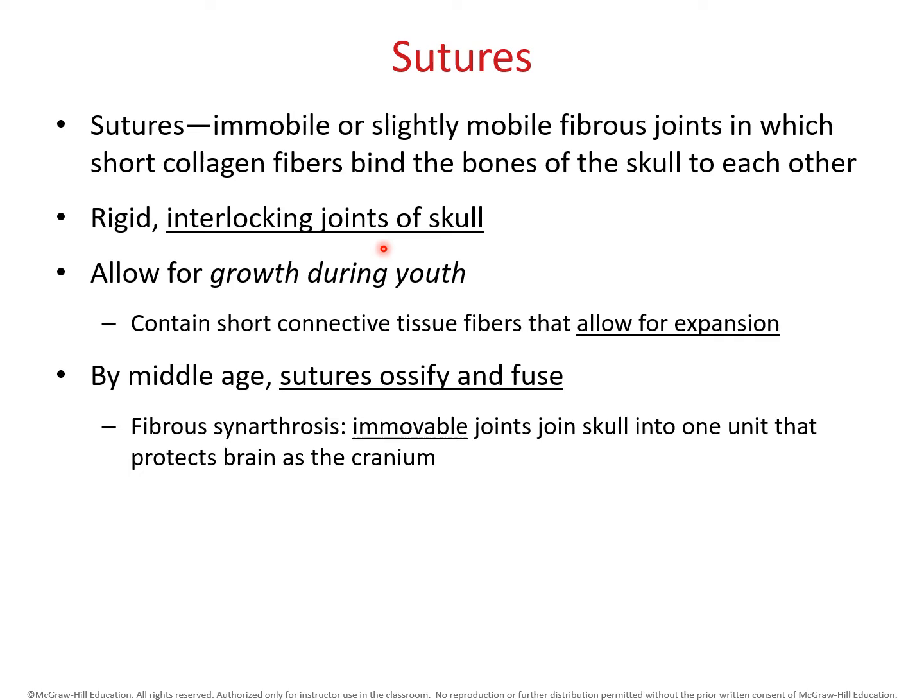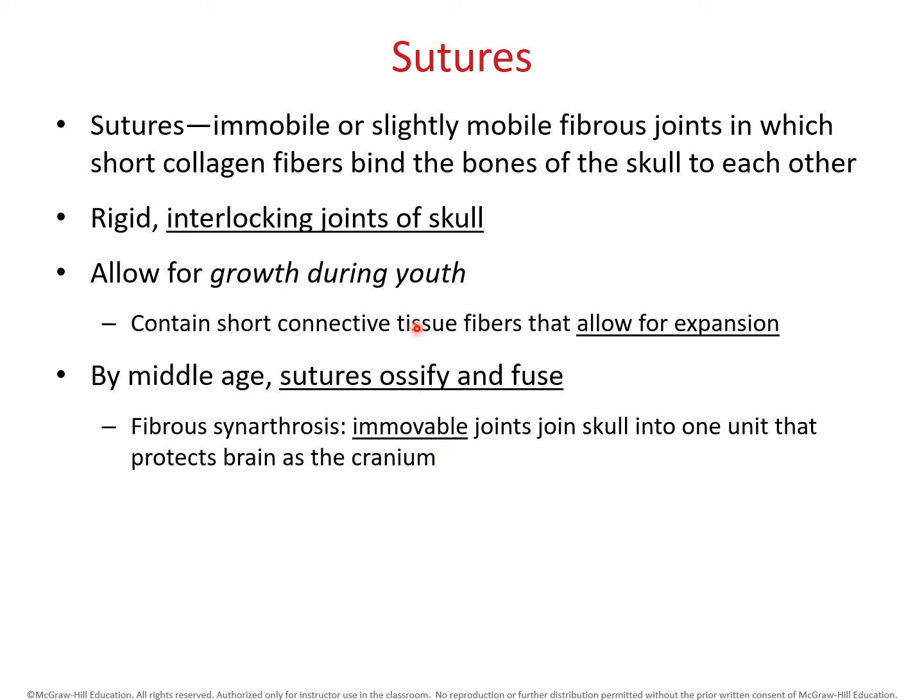And over time, those bones will start to what you call ossify. And you should recognize that term. In Chapter 7, we talked about that when we talked about bone development and how bones start out as cartilage and then they will mature and ossify, right, or harden. And that's what we're going to see happen with these skull bones. Okay, so these are classified as a fibrous synarthrosis, immovable joints.